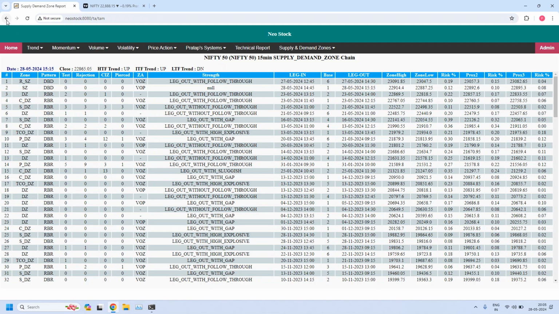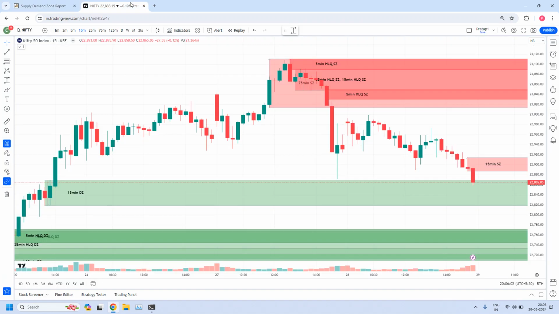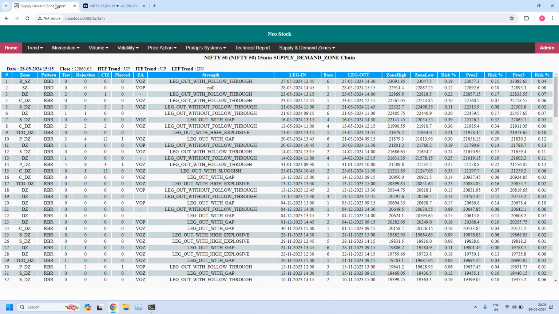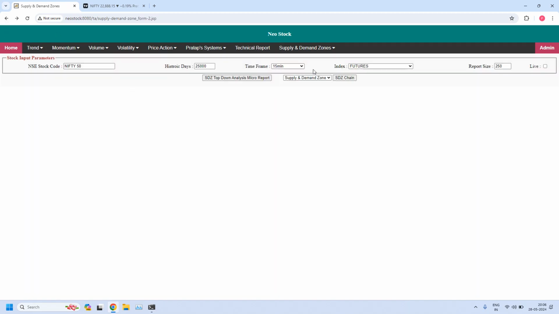Now let's move on to the supply demand zone chain. This is the only one zone created. The second one is the resistance supply zone, the high liquidity supply zone we already drew in our previous reports. This is the one, somewhere here. Yeah, this is the 15 minutes high liquidity supply zone. So I'm going back and changing the time frame to 5 minutes.